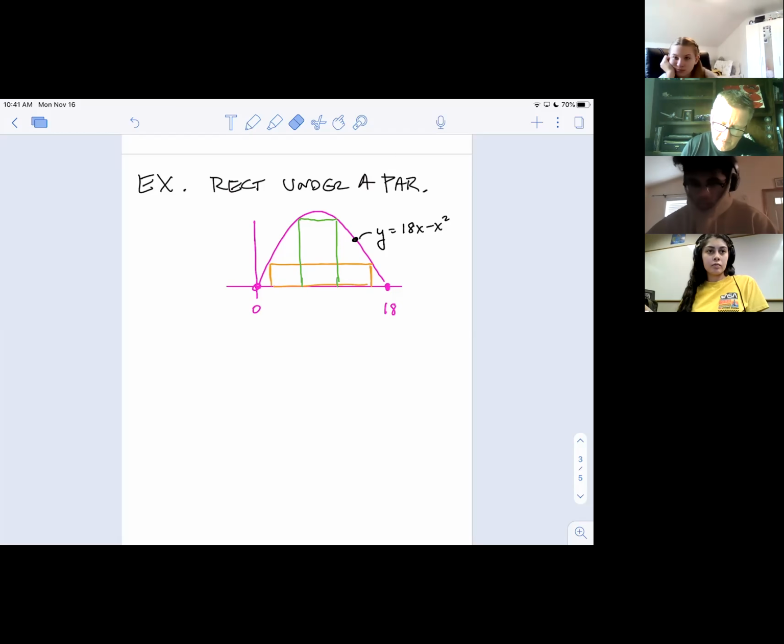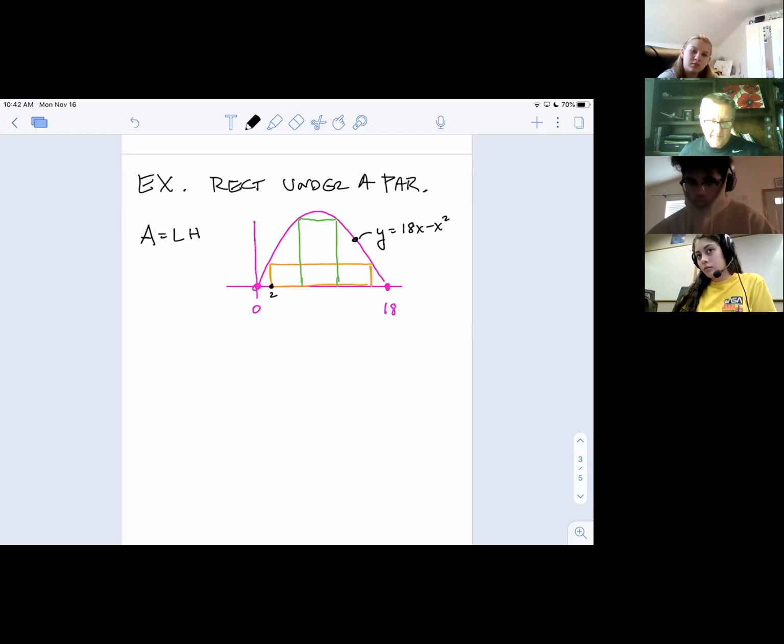I'm going to illustrate the same thing I did before. Let's say I went in, I don't know, 2. I went in 2, so there's where that rectangle is located. It's located at x is 2. Well, since I'm trying to maximize the area, the area is length times width, or length times height. I'll say height in this case, since it's vertical.